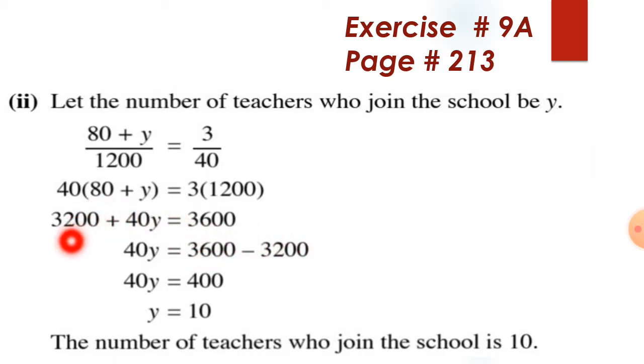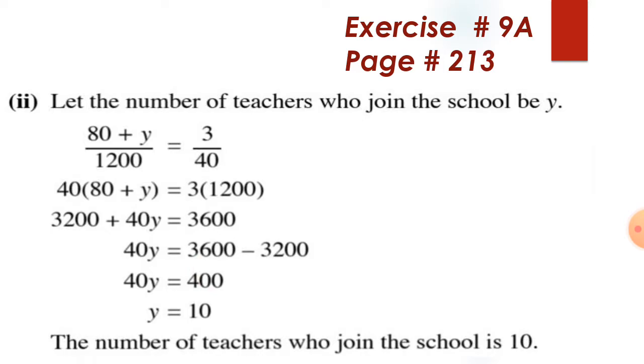So for that, we have to take this 3200 which is on the left hand side and is being added, to the right hand side of the equation, and that will be minus, because over here it was addition, so over there it will come as subtraction. Now 3600 minus 3200, you will get 400, and 40 is multiplying, so on the right hand side it will be divided. So 400 divided by 40, the y value will come 10.